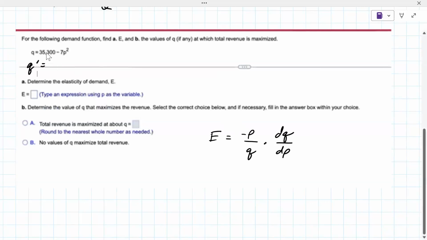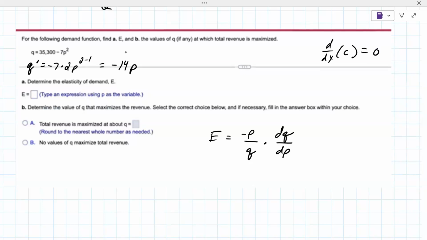So the derivative of a constant is 0. The derivative of this minus 7p squared, you bring the 2 down times that's -7, and then you subtract 1 from the exponent. So it's -7 times 2 p to the 2 minus 1 power, which becomes -14p. Wait, where did the 35,000 go? Did that just go away? Yes, the derivative of a constant is 0. Got it. Okay.